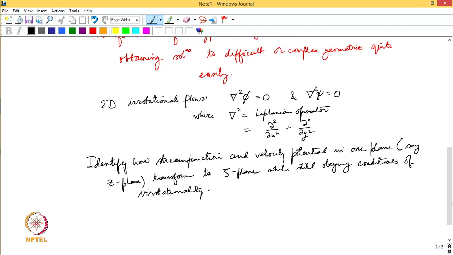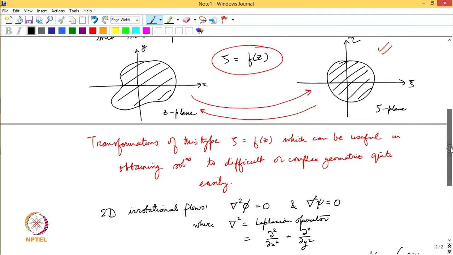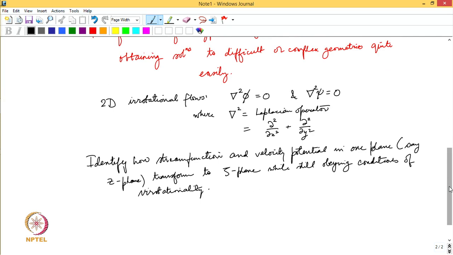So, what we need to check, for whether the function in a specific problem, let us say the z problem, when it goes to the zeta problem, still satisfies the condition of irrotationality, is how the Laplacian operator transforms when we go from the z plane to the zeta plane. So, we would need the following.